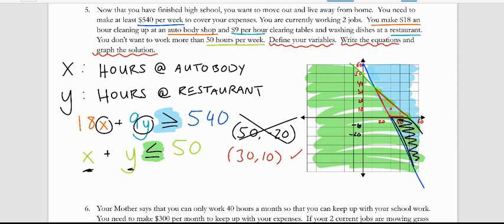Also, if we chose something on one of the lines, let's say right over here, which is 20, 20, even though that's on the line, that's also a possible solution because it can also be equal to, right? It can also be equal to. So therefore, it is a possible solution. Right? Hopefully that helps.